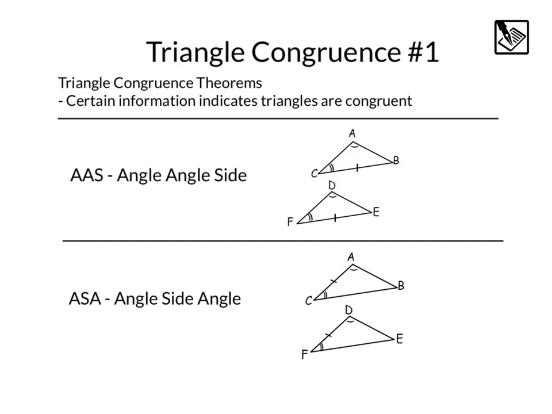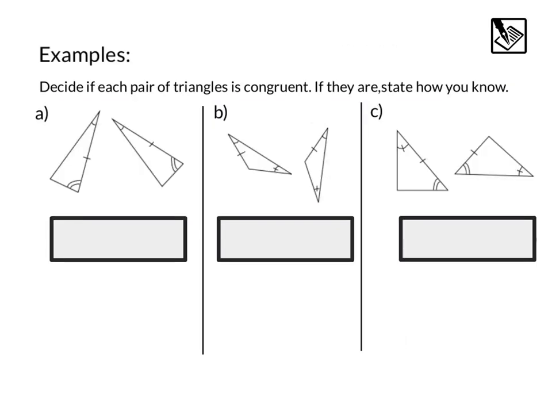We also can use the angle-side-angle relationship. We can see A is congruent to D, side AC is congruent to side DF, and angle C is congruent to angle F. That's angle, side, angle, and when we have that, we know the two triangles are congruent. Let's do a few examples.